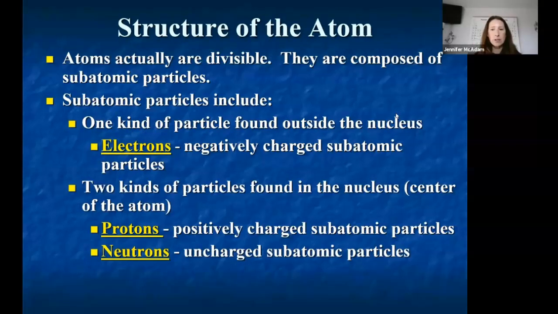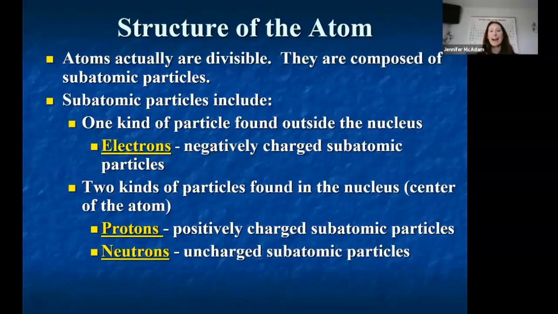So most of us remember this piece, right? Maybe. We might have to dust off the cobwebs, but most of us remember this. So atoms actually are divisible, so Dalton wasn't quite right about that. They are composed of these small subatomic particles. Now we know there's more than electrons, protons, and neutrons, but we're just going to stick to those for our course. So one kind of particle outside the nucleus are electrons, and electrons are negatively charged. Inside the nucleus are protons and neutrons. Protons are positively charged and neutrons are neutral.